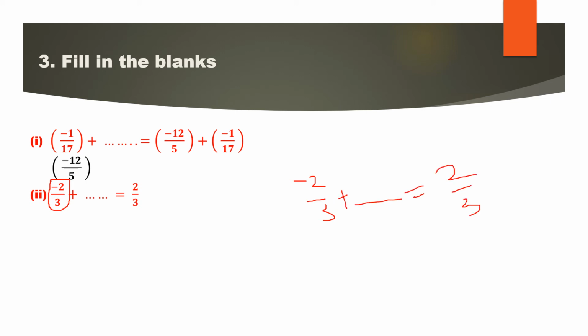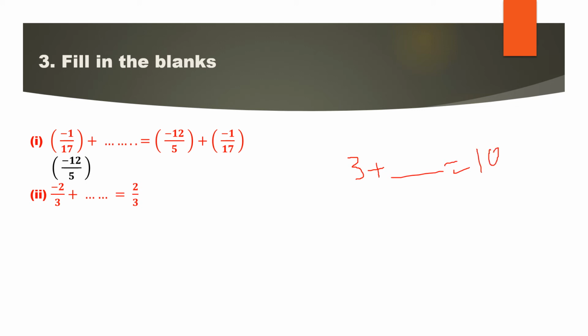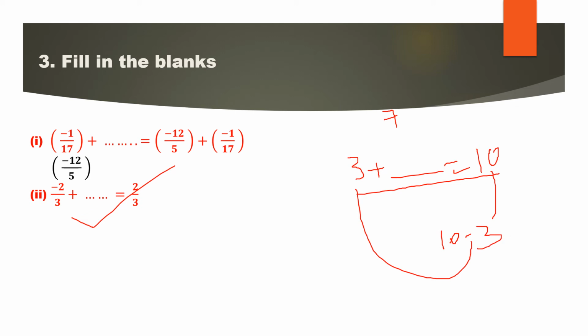This you'll get here minus 2 by 3. When you send it there, it becomes plus 2 by 3. Whatever you want to find out, suppose take one example. Suppose I told 3 plus dash equal to 10. Children, whenever you are confused with such type of problems, take an example like this. 3 plus dash equal to 10 means how much? It is 7. You can say directly by seeing the question. How did you get it? 10 minus 3. When you subtract this 3 from 10, you will get this 7, right?